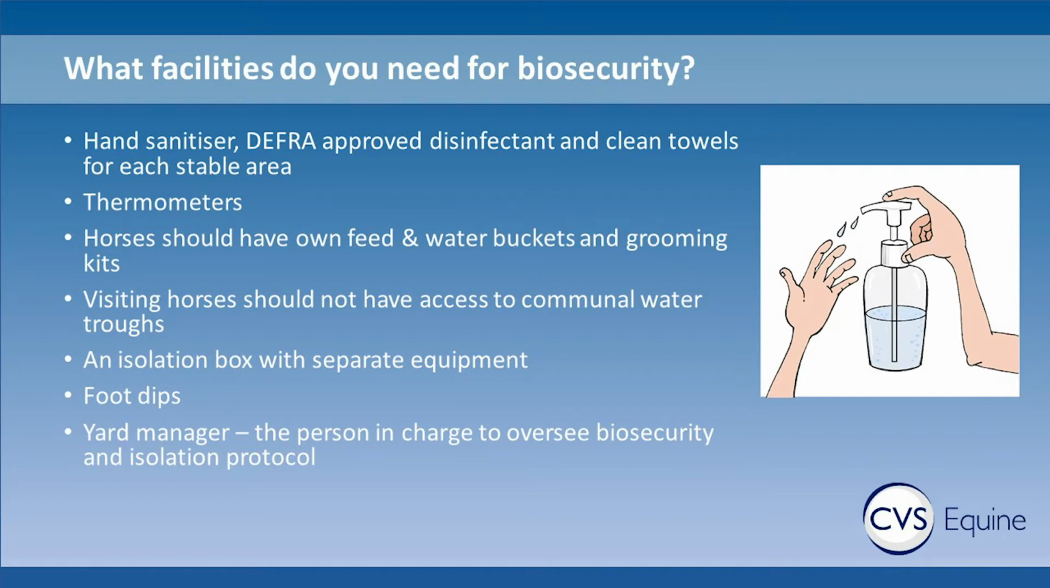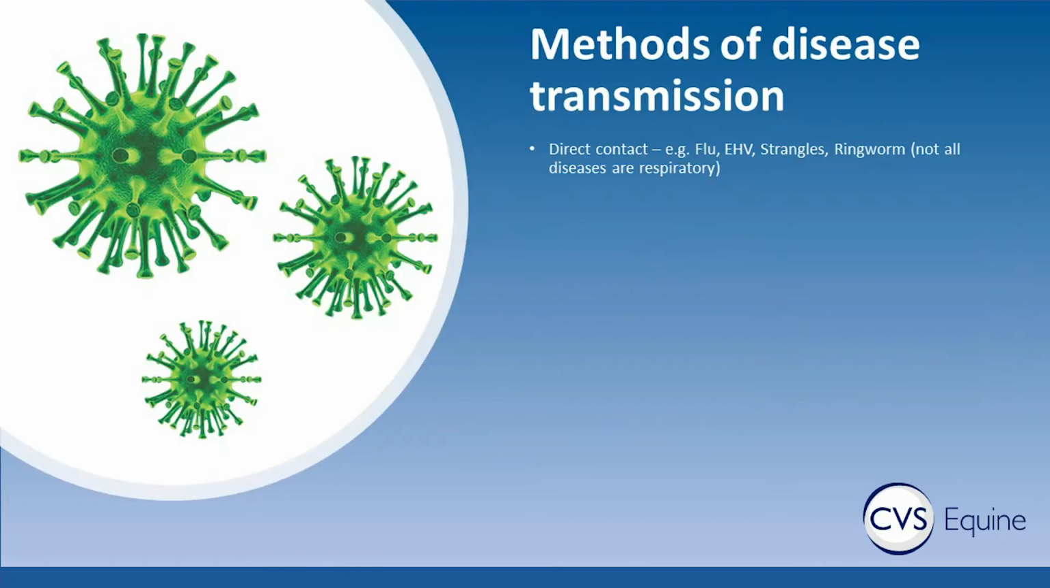With the use of these materials, we will prevent some of the different ways of transmission. But what are the different ways of transmission? Today we're going to talk about 3 main ways of transmission for equine diseases. The first one is direct contact between horses, in which an infected horse that is actively shedding the disease touches another horse. Diseases such as flu, EHV, strangles, and ringworm can transmit this way.